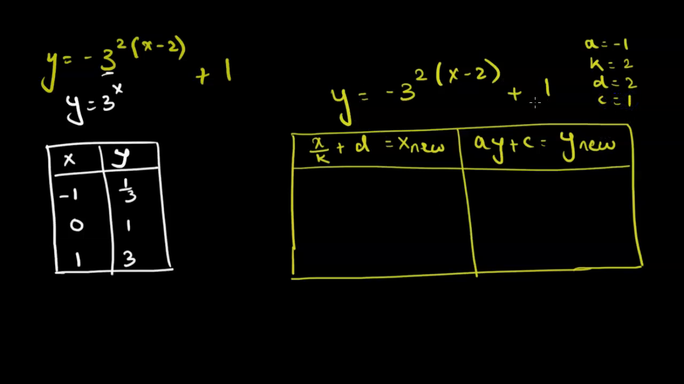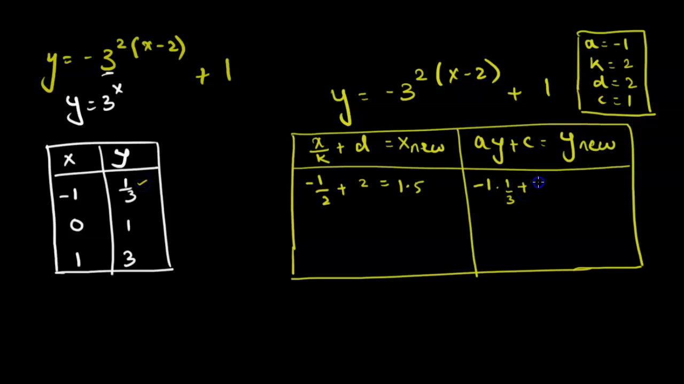Now we do not have to look at the equation, we can just look at these parameters on the side because we have already taken them out of the equation. For x we take the value from the parent function, so -1 divided by k, which is 2, plus d, which is 2 as well. So it's -1/2 plus 2, which is a positive 1.5. Now a is -1 times the y value we pick up from here, 1 over 3, plus c, which is 1. We can put this on the calculator if we want. So this gives us -1 over 3 plus 1, which is about 0.7.